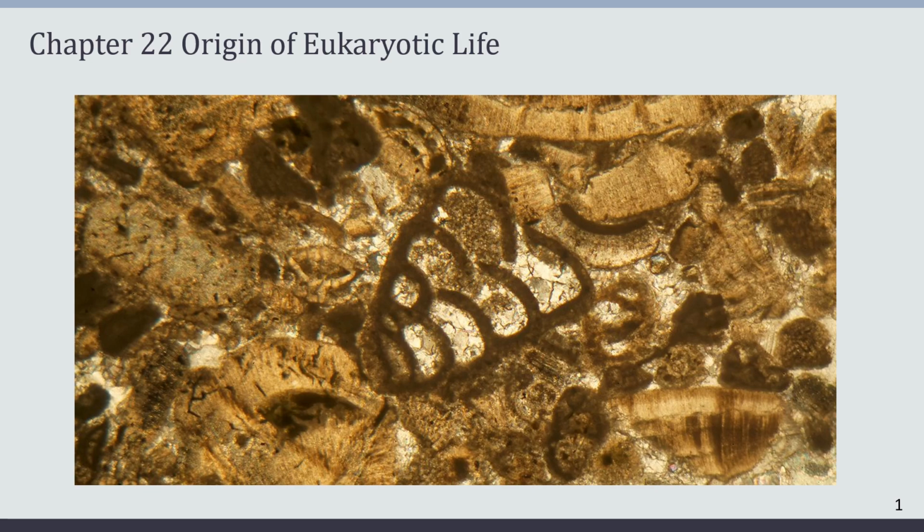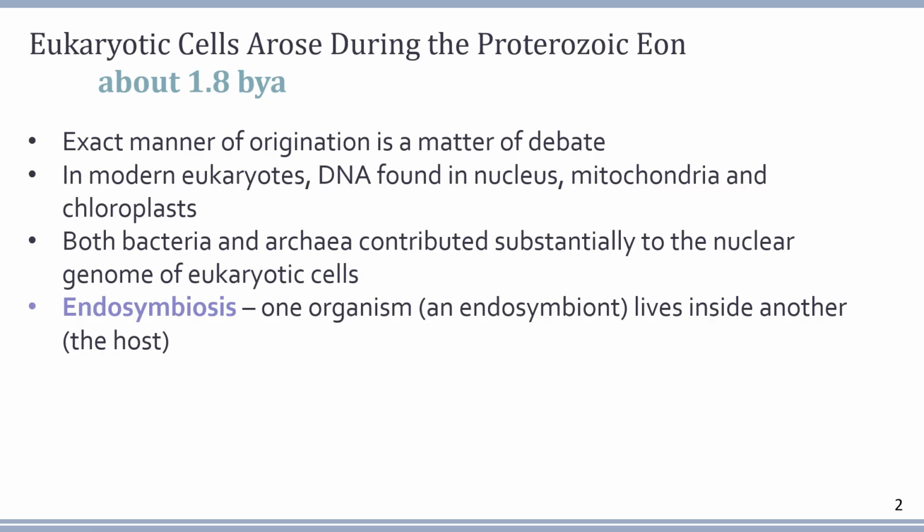Our first fossil evidence of life comes about 3.5 billion years ago. And for almost 2 billion years, there's no evidence of any other cell type except for those prokaryotes. But then about 1.8 billion years ago, we have evidence of eukaryotic cells. So the exact manner of the origin of eukaryotic cells is still being debated.